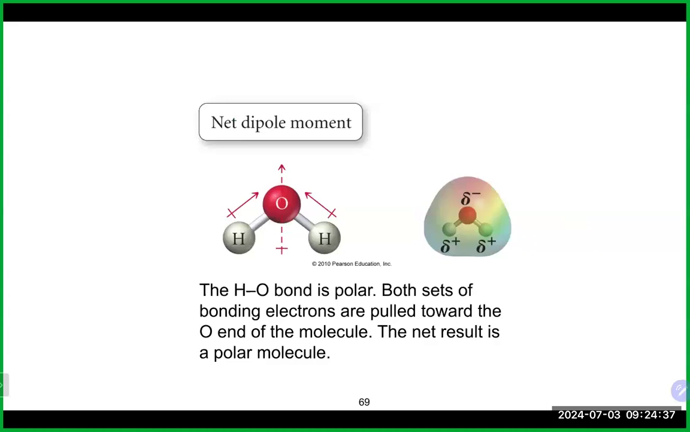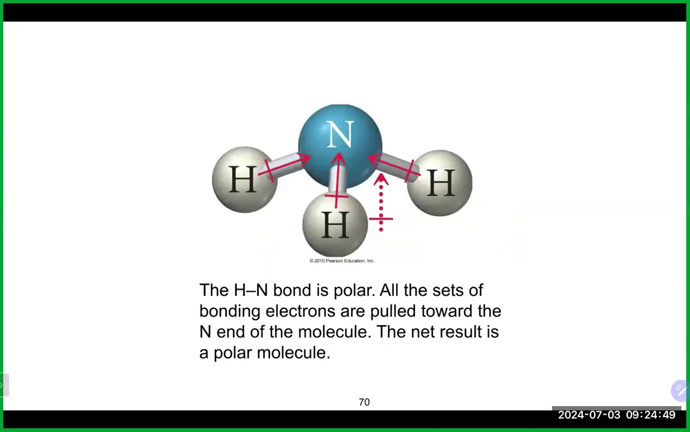There's our water, once again, with our polar bonds. Again, unsymmetrical geometry. Everything's the same. It's going to be a polar molecule, with more negative electrons hanging out towards the oxygen. And same thing with our NH3. The dot is going to be more negative towards the nitrogen, more positive towards the hydrogen.